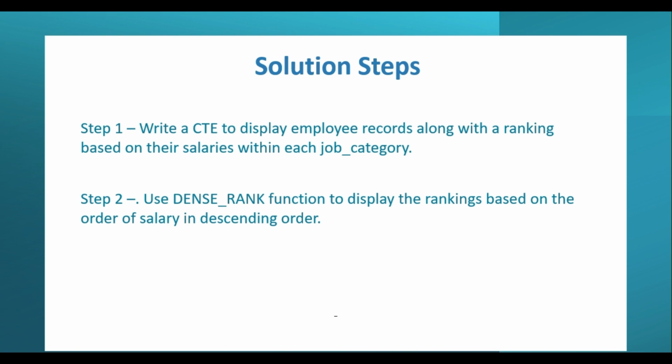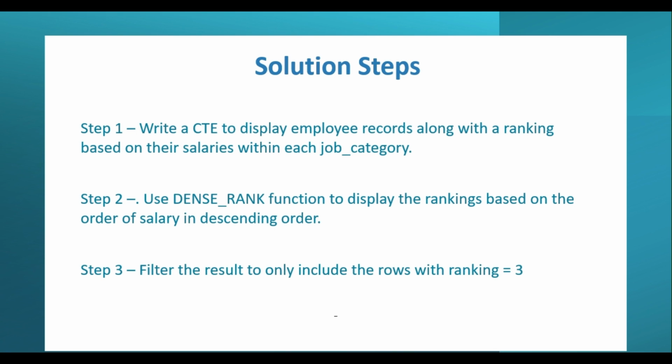And in the last step, we will just filter the results to only include the rows where the ranking is equal to 3. That means it will only display the details of the employees who hold the third highest salary within each job category, and that's what we want in our output. So let's now move on to MySQL Workbench for the complete implementation.